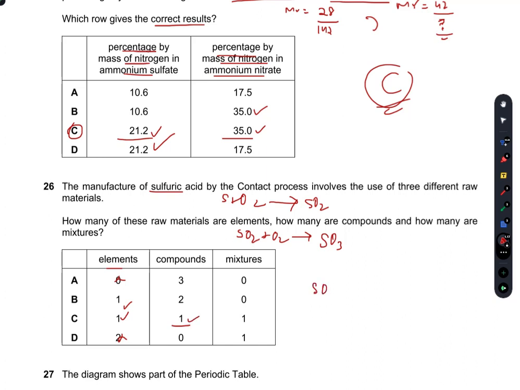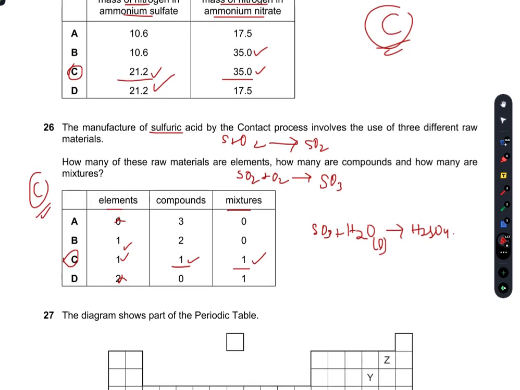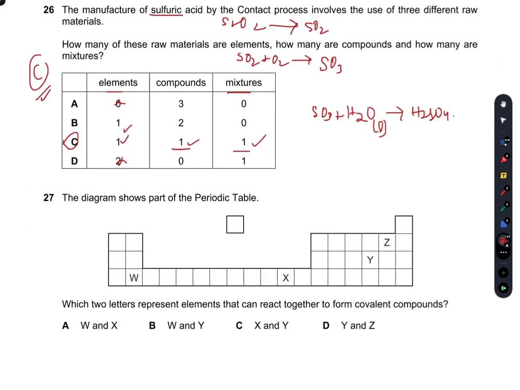And the third reaction is to treat sulfur trioxide with water, a mixture of water. So it will give us H2SO4. So there is one mixture here. So C is your right option. Check this in your textbook as well. You can get that.